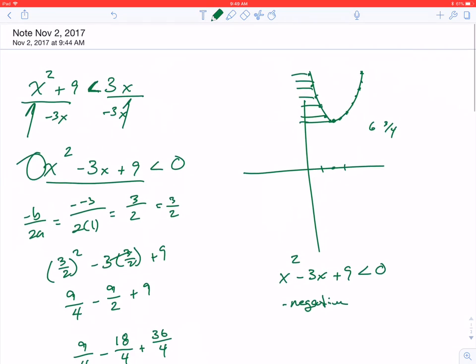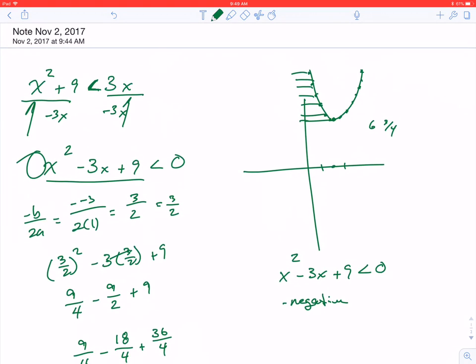This graph does not represent any negative y values. They are all positive y values. There's no number that you can plug in for x and wind up with a number that is negative, that will be less than 0. The lowest number you can get is 6 3/4. That's the lowest number you can get.